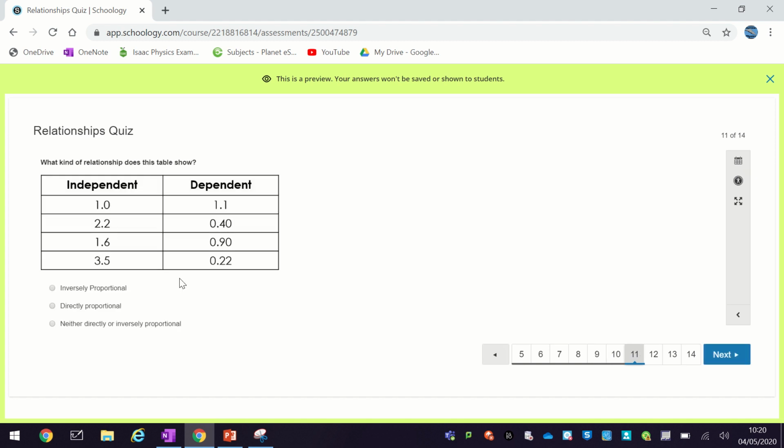Okay, so let's move on to the next one. So again, looking through here, when the I value doubles, so goes from 1 to 2.2, the dependent roughly halves. So that's telling me I'm going to check for an inversely proportional relationship, because as I gets bigger, D gets smaller, so it's definitely not a directly proportional relationship. So let's check.